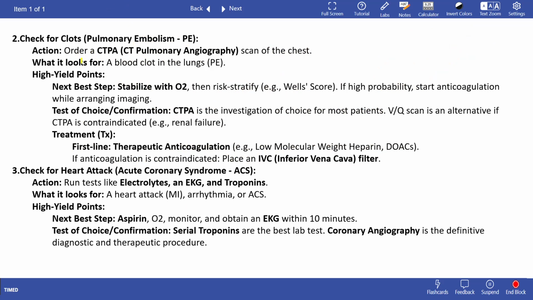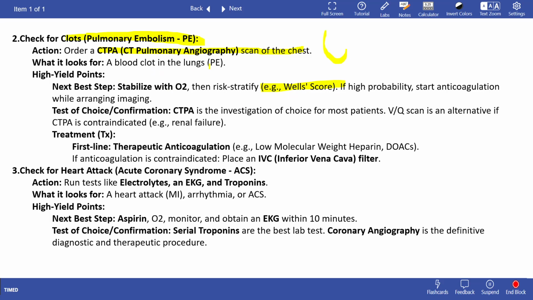Now we also check for pulmonary embolism, and we order a CT pulmonary angiograph to confirm. Now, pulmonary embolism is a bit of a deep topic in which we have to look at the Wells score and then move forward with it. So it is not as simple as going for the CT pulmonary angiograph directly. That's not the case. We have to first look at the Wells score.